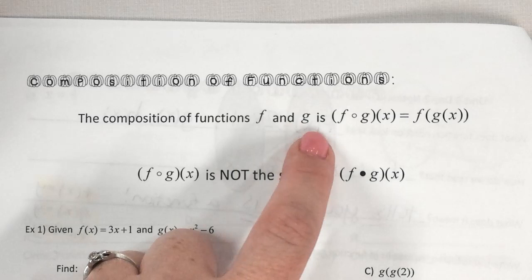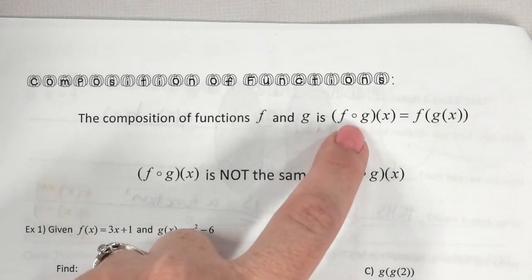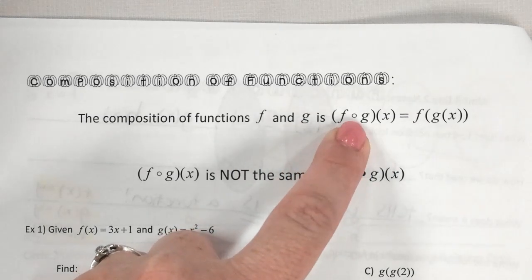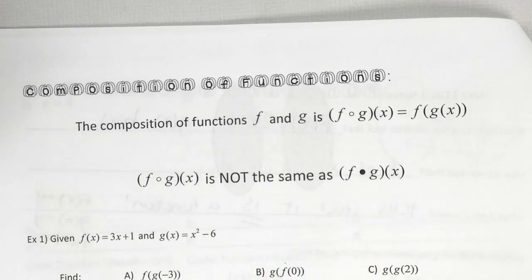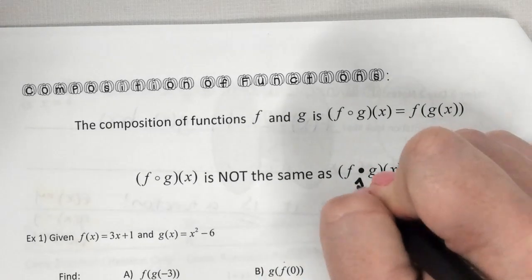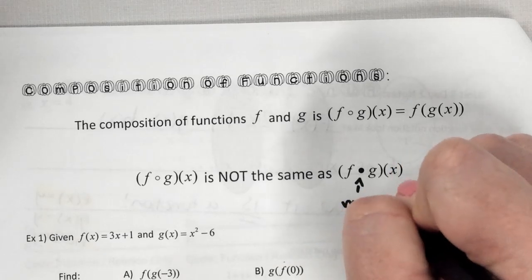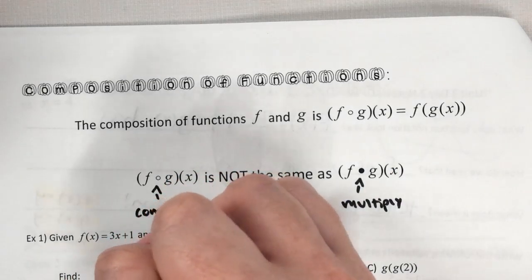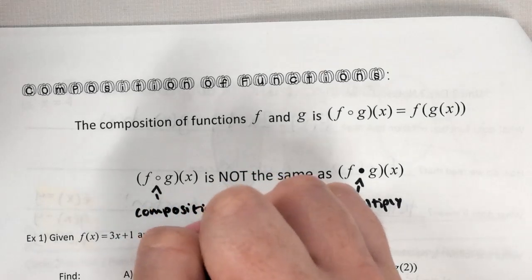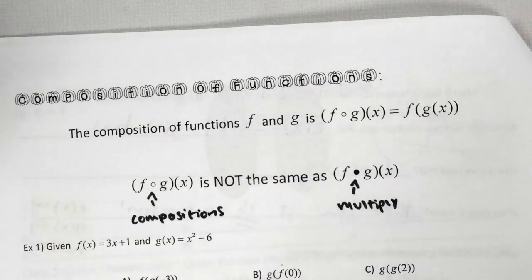So if you have a function f and g, and it looks like this, an open dot in the middle. It's not the same thing as a closed dot. What does a closed dot mean? Yeah, it means multiply. We are not multiplying. We are doing compositions. So it is very, very different. There's no multiplication here, unless the multiplication's in your problem, your equation.